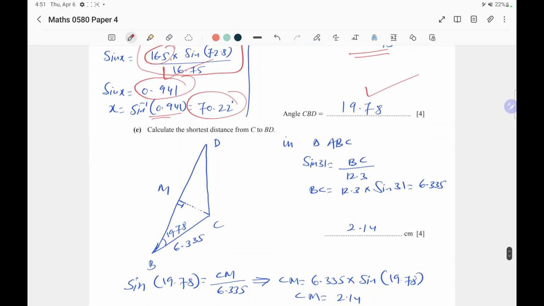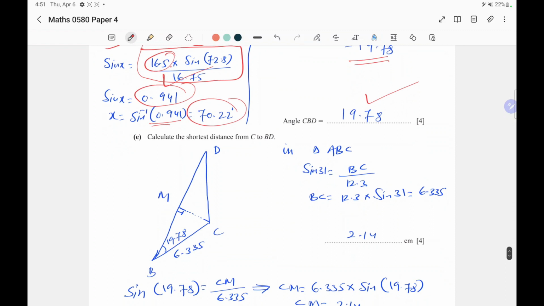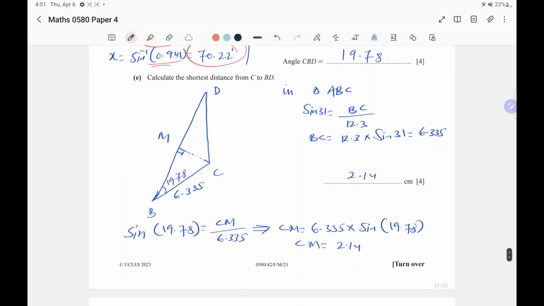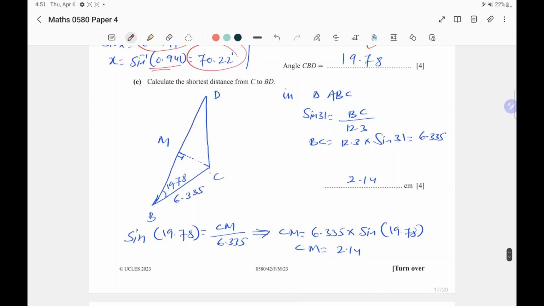Okay. Now calculate the shortest distance from C to BD. Where is C? C, and this line BD. The shortest distance is always the perpendicular distance from a point to the line. So this length I need to find. Here I have CBD, where this angle is 19.78 and BC is 6.335. Already I have it. Oh, no, I found it over here.